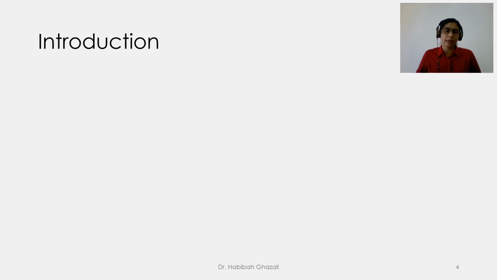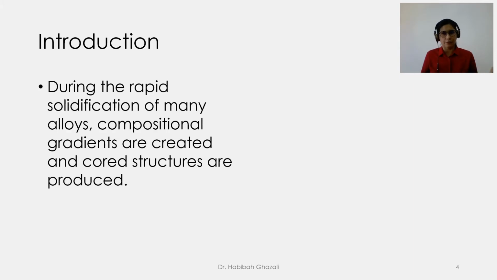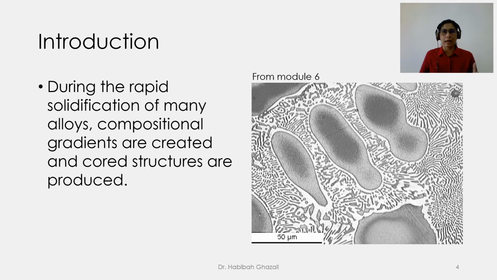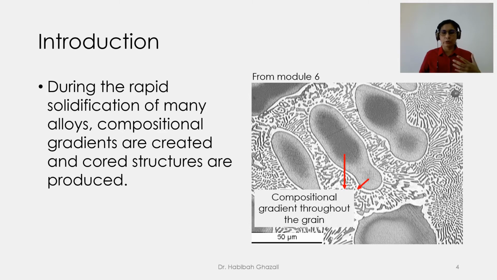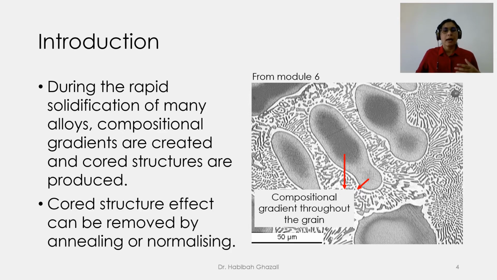Also from module 6, we learned that when an alloy is solidified at a rapid cooling rate, what can happen is that our crystal grain will have a microsegregation, or crystal segregation. So the resulting alloy will have a compositional gradient throughout the grain. And in order for us to remove this effect, we can anneal the material to make that crystal grain homogenized. So both of these types of procedures that we did to change the microstructure of the materials is what we call heat treatment.